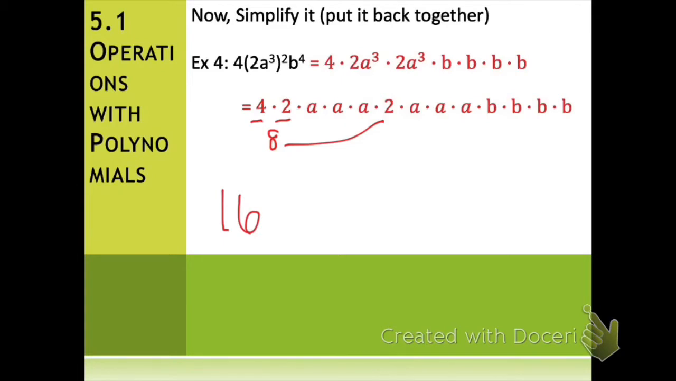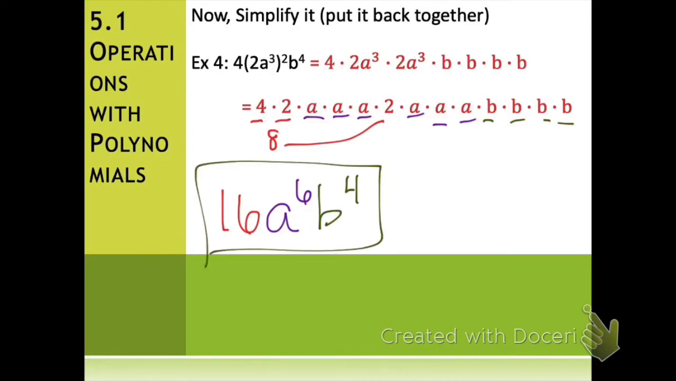I can put all of these a's together: a times a times a times a times a times a. That's going to be a to the 6th. And b times b times b times b is going to be b to the 4th. So my final simplified answer on this one is 16 times a to the 6th power times b to the 4th power.